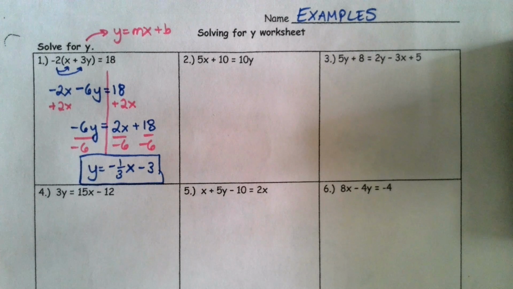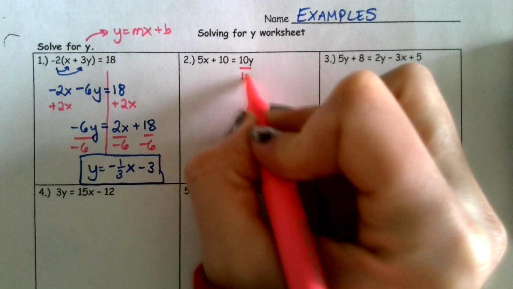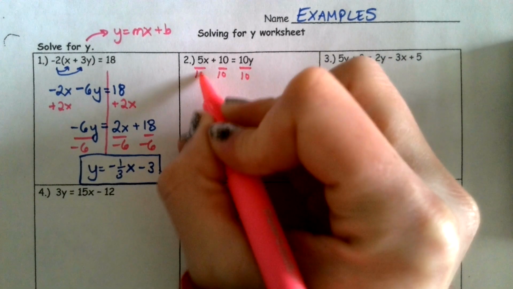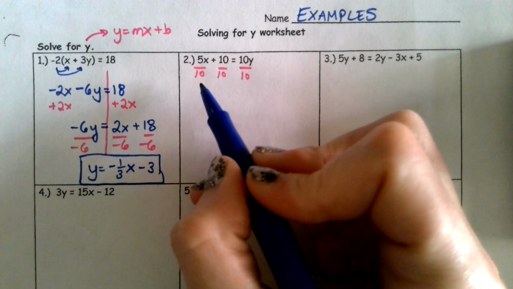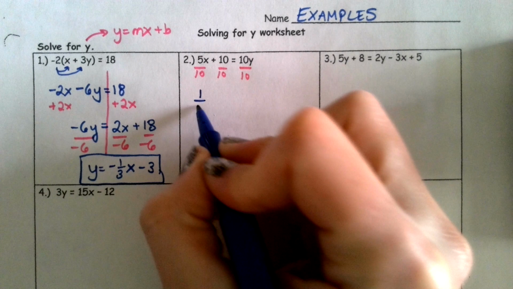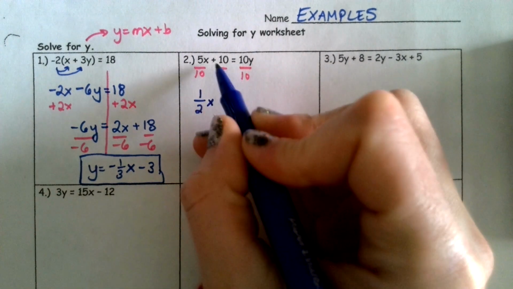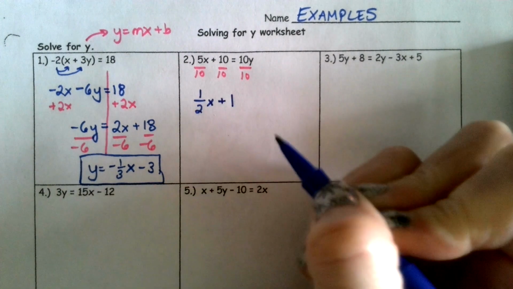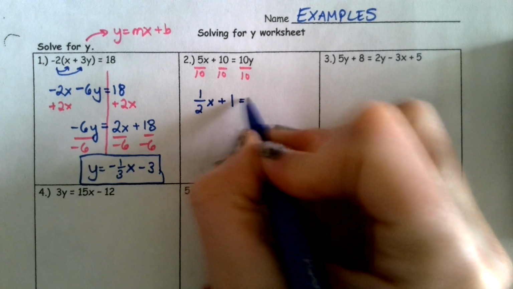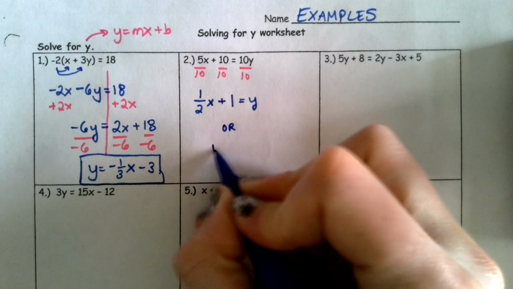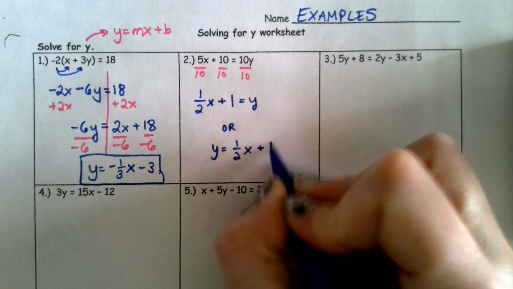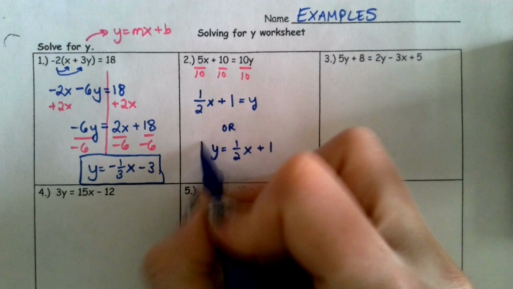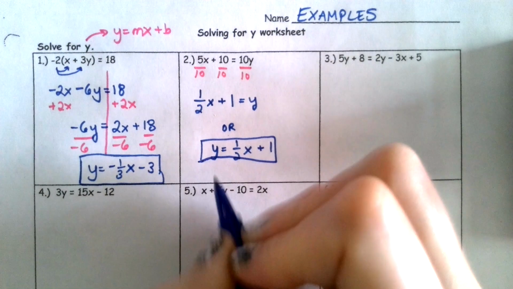So to take care of this 10, to get rid of it, we're going to divide every single term of this equation by 10. So 5/10 x, that's going to simplify to 1/2 x. And then this is going to be +1, since 10 divided by 10 is 1, equals y. And if we want to rewrite this so that it looks more like our slope-intercept form, we have y equals 1/2 x plus 1, and that would be the final answer.